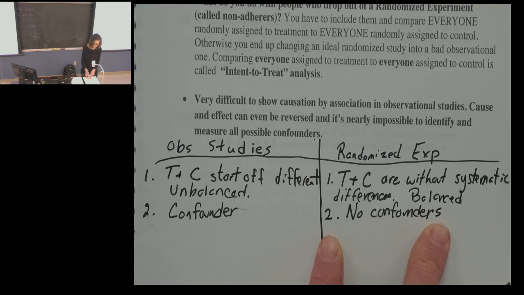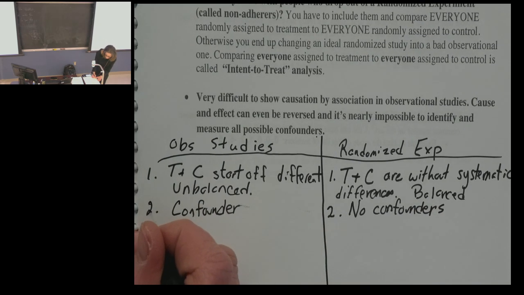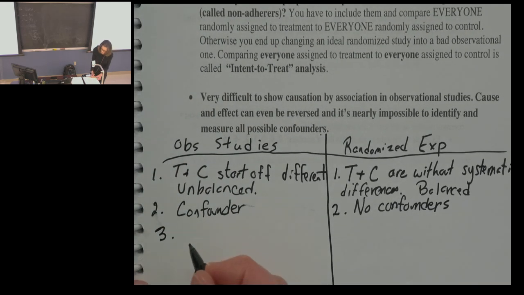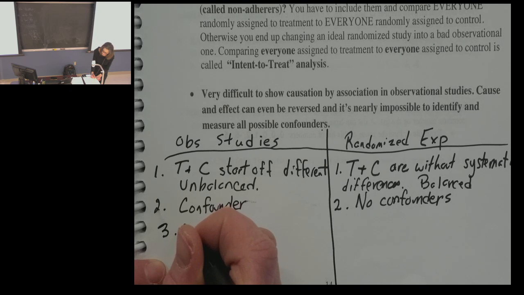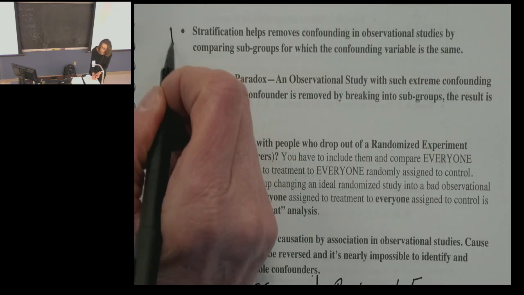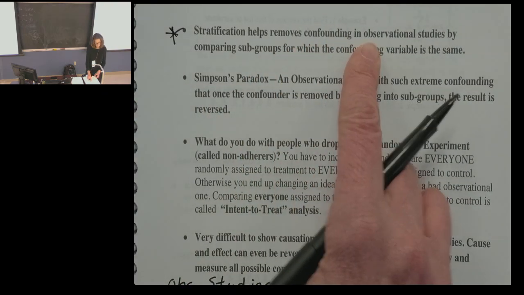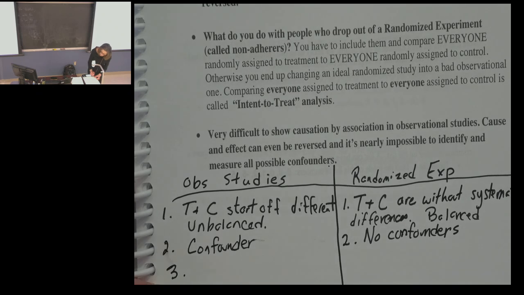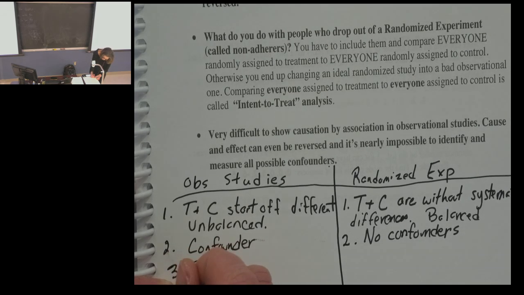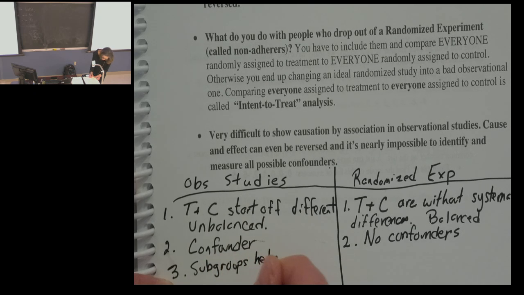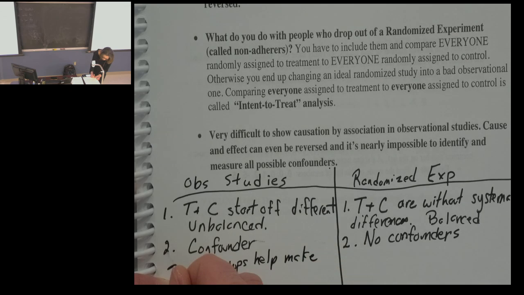Now, what do we do when there's a confounder? They start off different, so we divide into subgroups, we stratify. Stratification helps remove confounding in observational studies by comparing subgroups, okay? So subgroup stratification helps make treatment and control more alike.